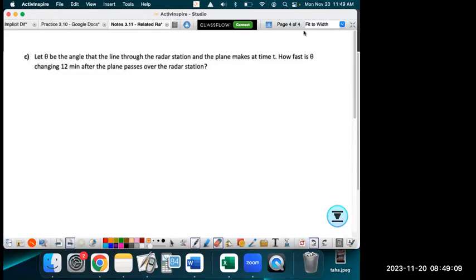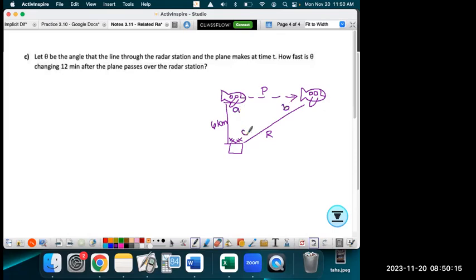So let me at least bring in the visual from earlier, but we probably will not be using all of the variables. Okay. So I'm just gonna read this from the get-go. If you needed to pause the video to put your visual in there, go for it. It says, let theta be the angle that the line through the radar station and the plane make at time t. So where would we place theta? Would it be here, here, or here? Hopefully you said at C. The angle that the radar station and the plane are making at any given time. So this is the plane at any given time.